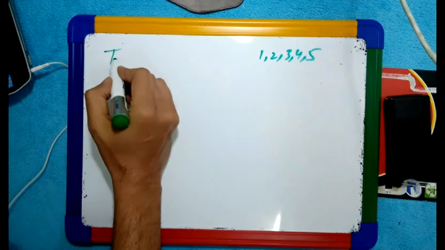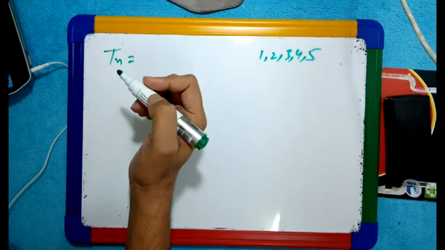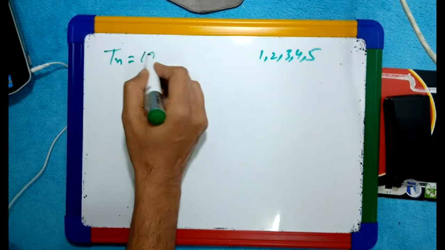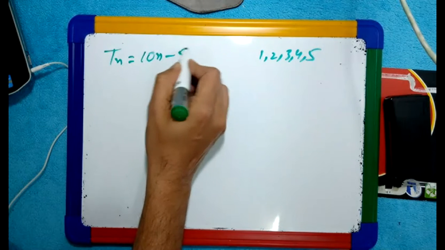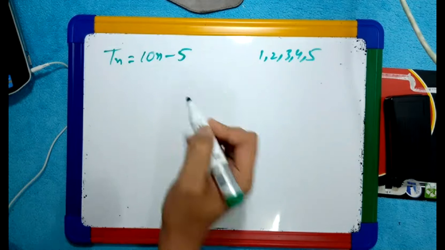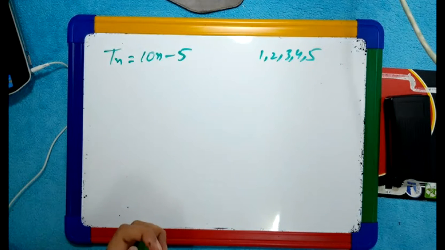So what I was asking is, do you remember the nth term of the last question? This is your memory. This was 10n minus 5. This was the last nth term. 10 ones are 10, 10 twos are 20. Yeah, this one.